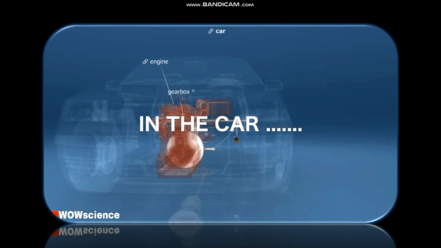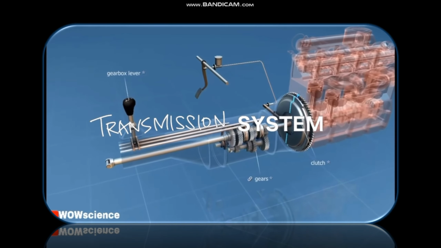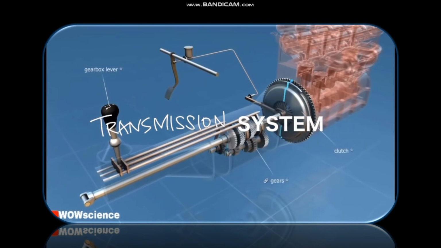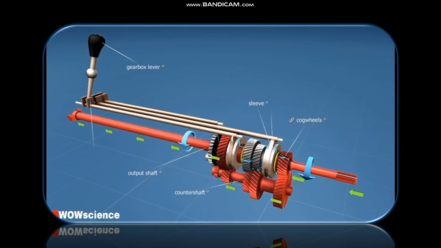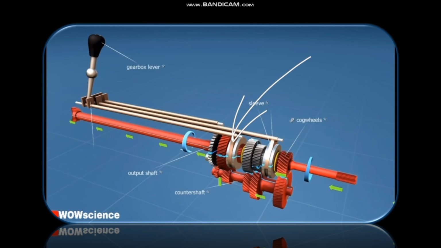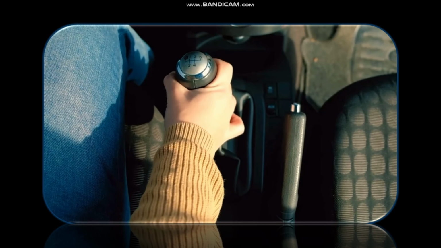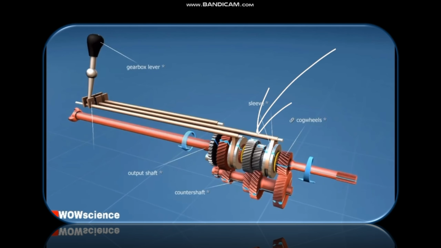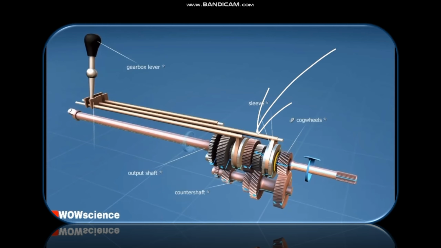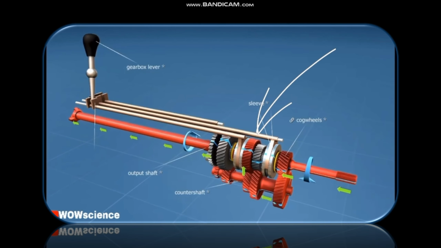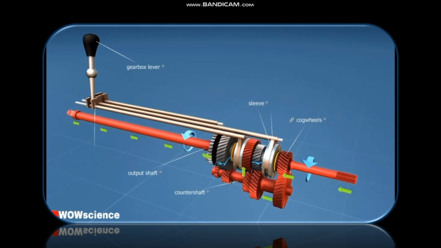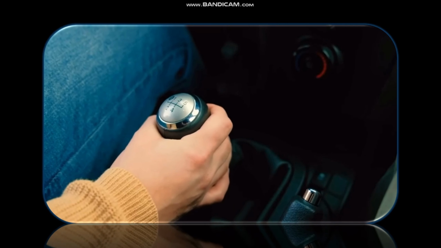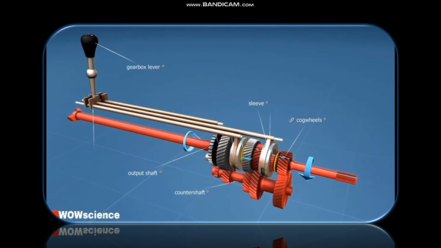Now, I want to show you how a transmission system looks like. This is a transmission system of a car. Gearbox lever, clutch, and a set of gears. Now, the car is using this gear set. But if a driver wants to run faster, he pulls the lever. When he pulls the lever, the transmission system switches to the next gear set. These gear sets have different gear ratio, so the driver can run in different velocity. If he pulls the lever one more time, he can use the last gear set.